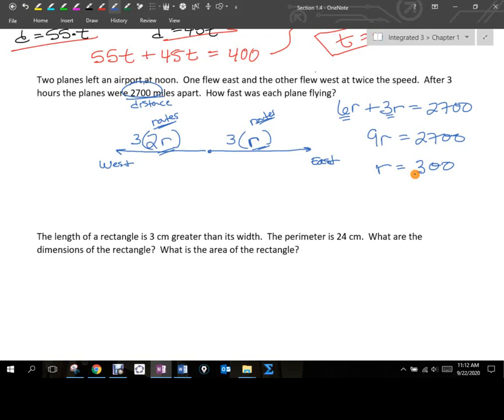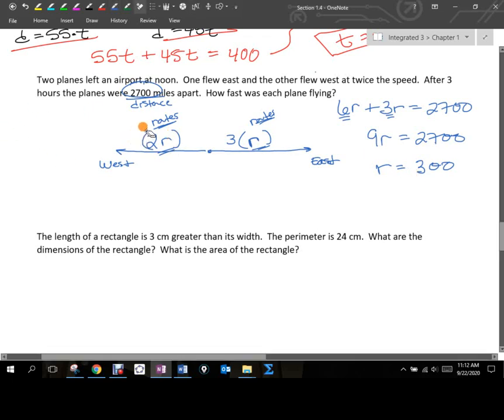Is that something we can do? What if we did it this way? Because you can do this, we said initially this was R and 2R, and they were both rates, right? And this was a distance. So we initially took 2R plus R and said, well, that equals 2,700. Well, that's a rate plus a rate equals a distance. So we can't do that.